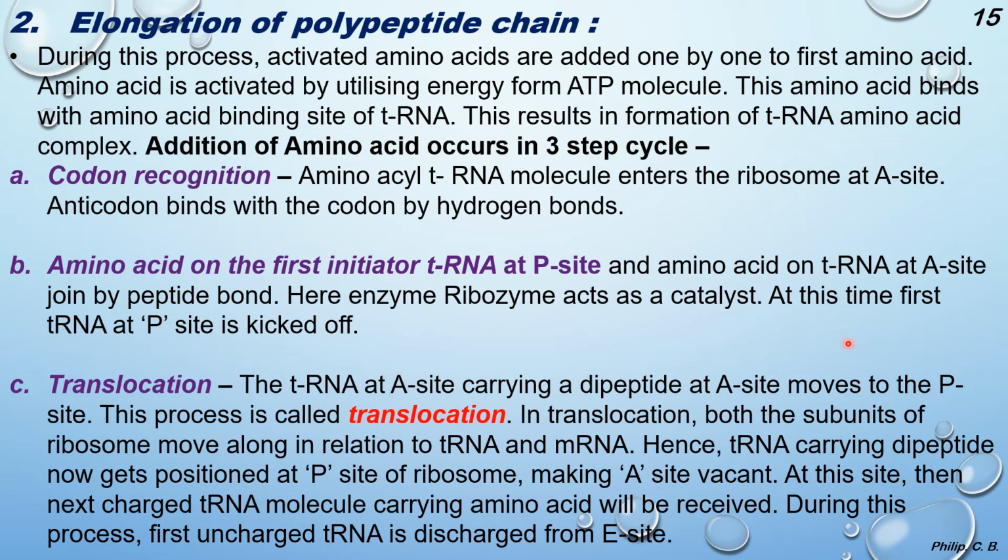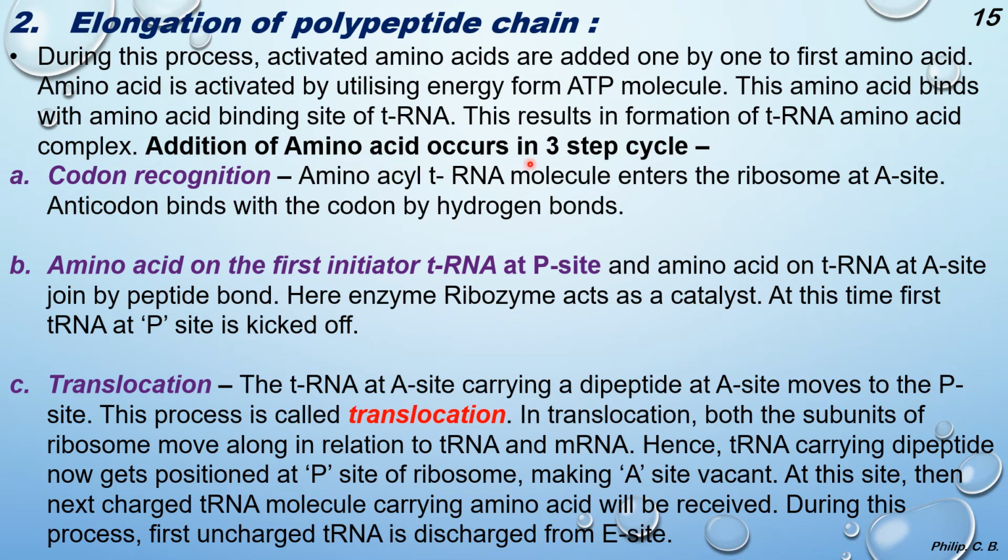Moving further to the second step, that is elongation of the polypeptide chain. During this process, activated amino acids are added one by one to the first amino acid. So as you saw, the amino acids get connected one after the other, one at a time. Amino acid is activated by utilizing energy from an ATP molecule. This amino acid binds with the amino acid binding site of tRNA. So as we saw, the mRNA which is present is in linear form, whereas tRNA, which carries the anticodon, binds with the amino acid. This results in the formation of the tRNA amino acid complex.